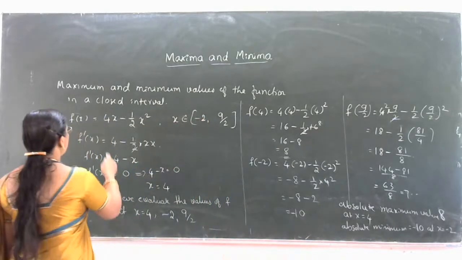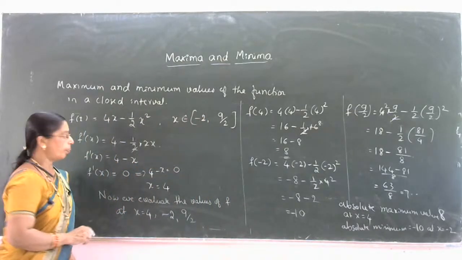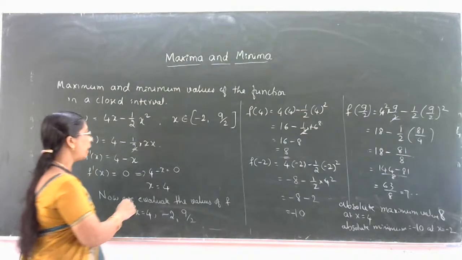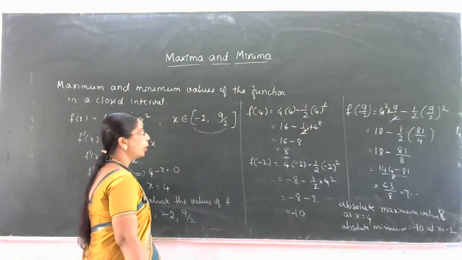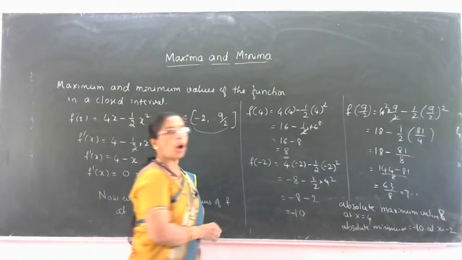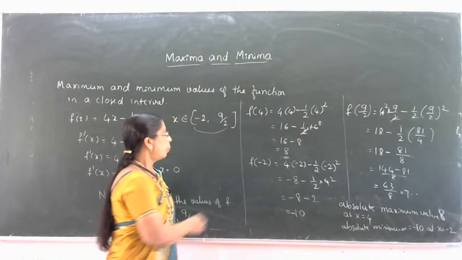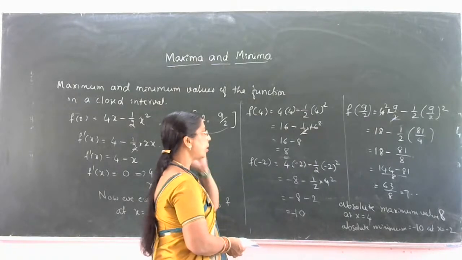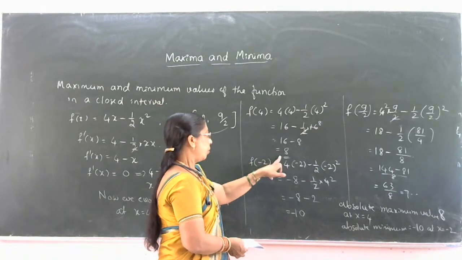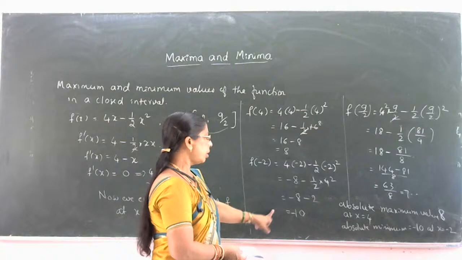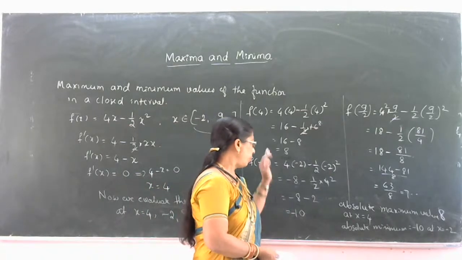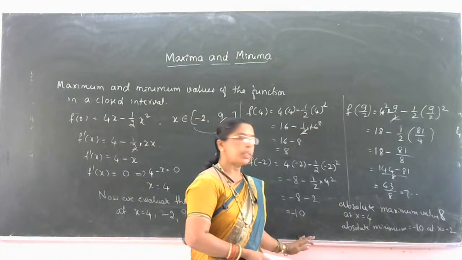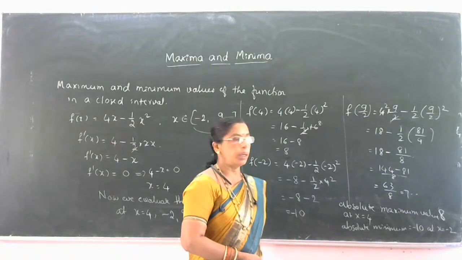Here we find the derivative of the function and find the critical points, including the interval points also. Then find the value of f at 4, minus 2 and 9 by 2, which are the critical points. Then we select the maximum value and the minimum value among these points, the absolute maximum value and the absolute minimum value.